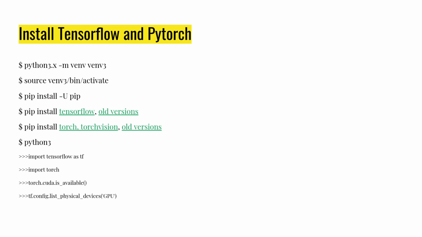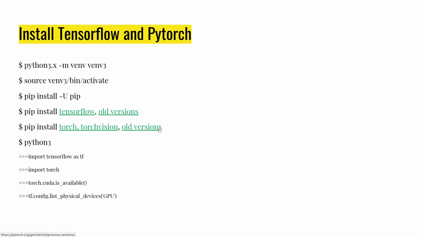By just giving pip install tensorflow, you will get the latest TensorFlow. In case you need an old version, we can select which old version is required and install it, as well as pip install torch and torchvision. And again, here is a link for old versions. We can get the command for whichever version is required.